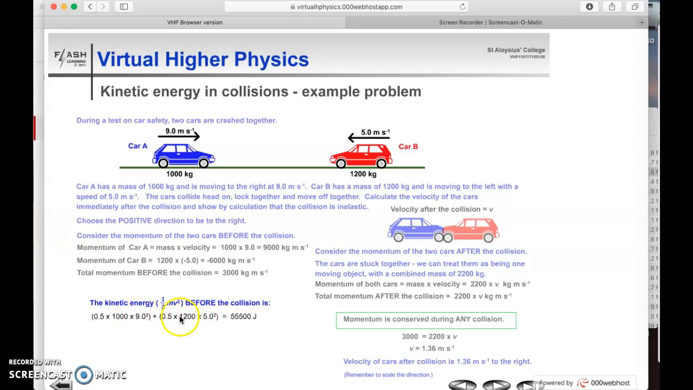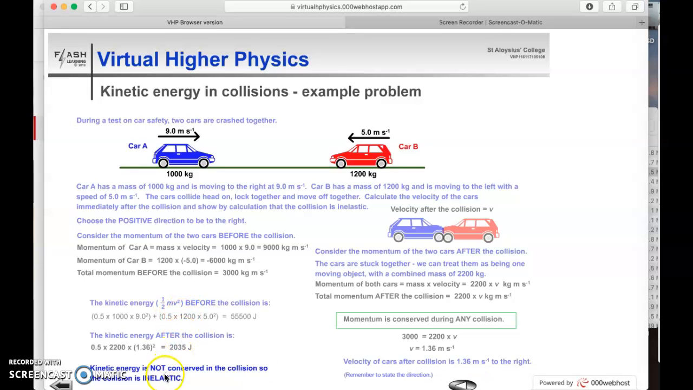So we just have to add the two values to get the total kinetic energy before the collision. We use the velocity we've worked out to get the value for the total kinetic energy after the collision, a half mv squared for that combined mass. Now we can join them together. And therefore we've shown that the kinetic energy is not the same before and after, and we've proven that it's an inelastic collision.